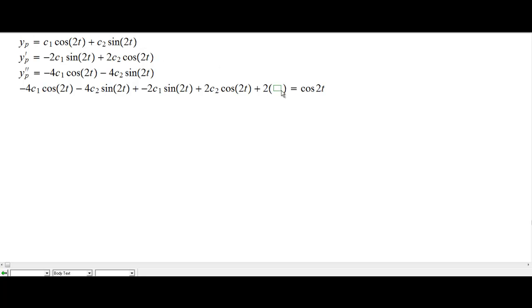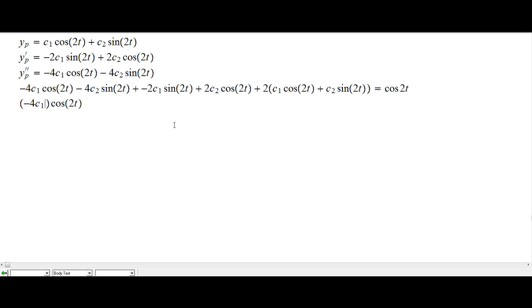Now cosine 2t and sine 2t, they are linearly independent. So what we will do is first find out the coefficients of cosine 2t and sine 2t. The coefficient of cosine 2t will have to be 1, and that of sine 2t will have to be 0 because there is no sine 2t here. Let me first write the coefficients. So negative 4 c1, right?